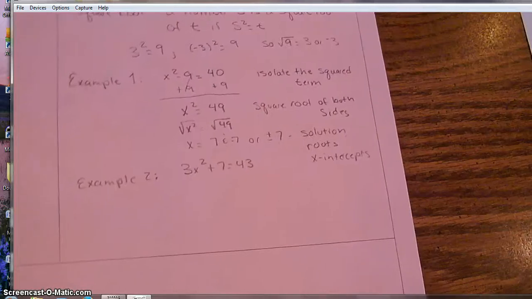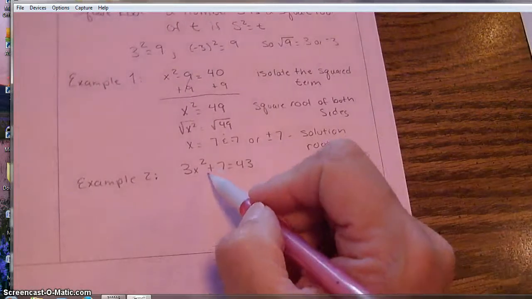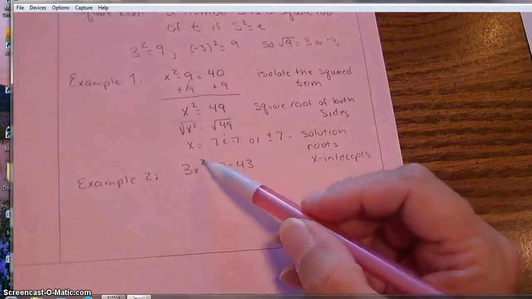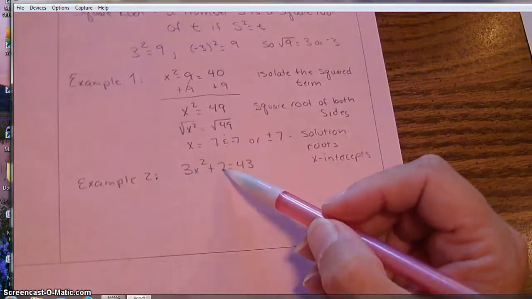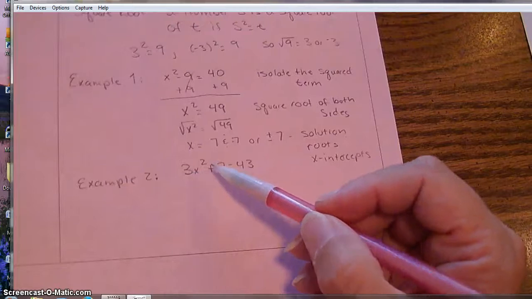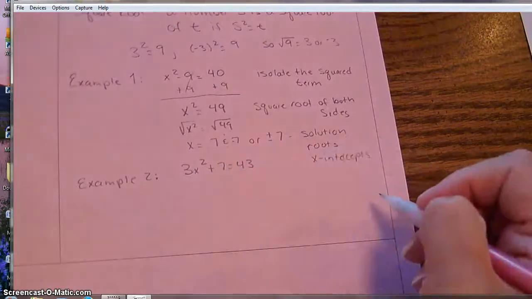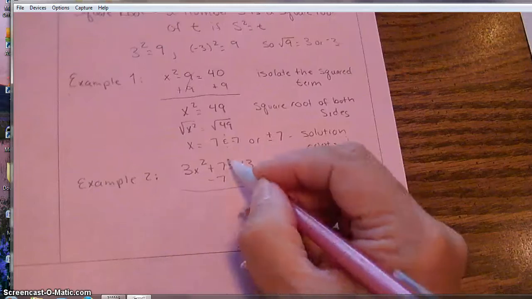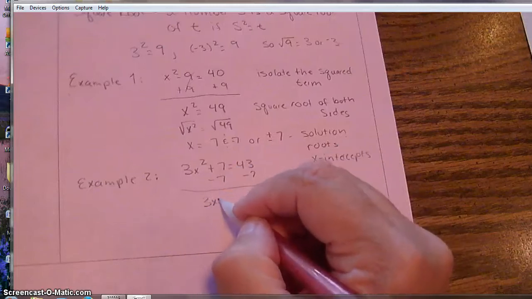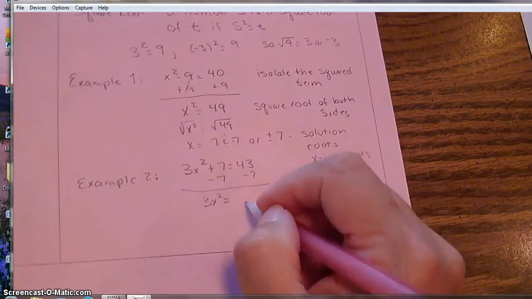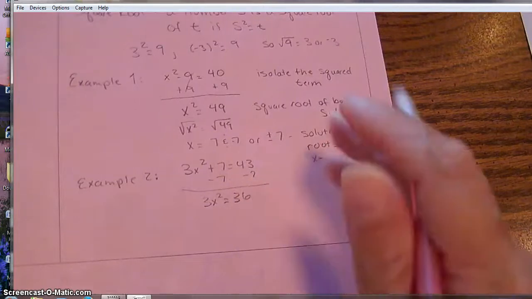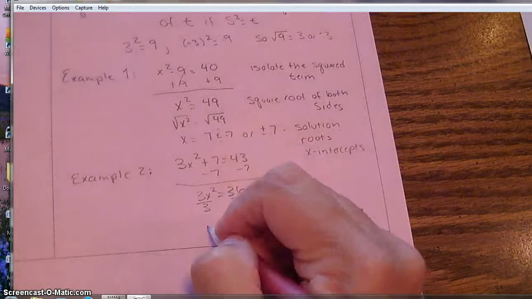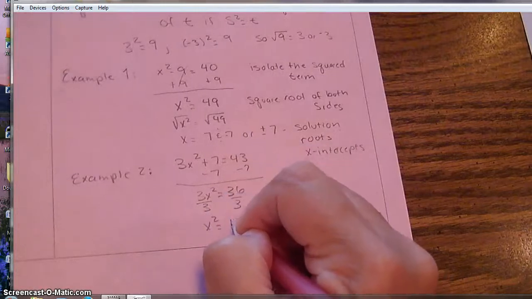Okay, the second example I'm going to look at is 3x squared plus 7 equals 43. So again, we have to isolate the square term. The square term is being multiplied by 3, and then I'm adding 7. So remember, when we solve equations, you undo the last thing that's being done. So I'm going to subtract 7 from both sides. They cancel out here on the left. I'm left with 3x squared. 43 minus 7 is 36. Now I need to get rid of the 3, and I do that by dividing both sides by 3. And I'm left with x squared equals 12.